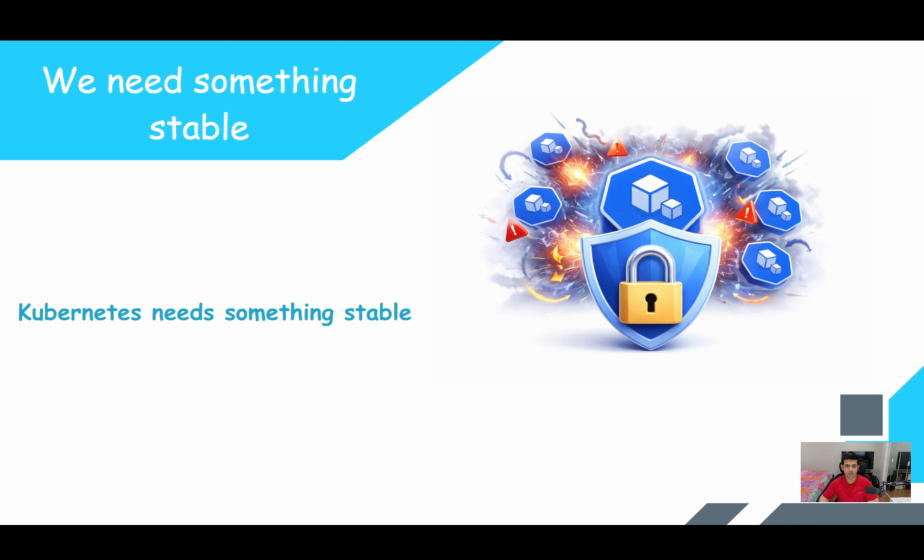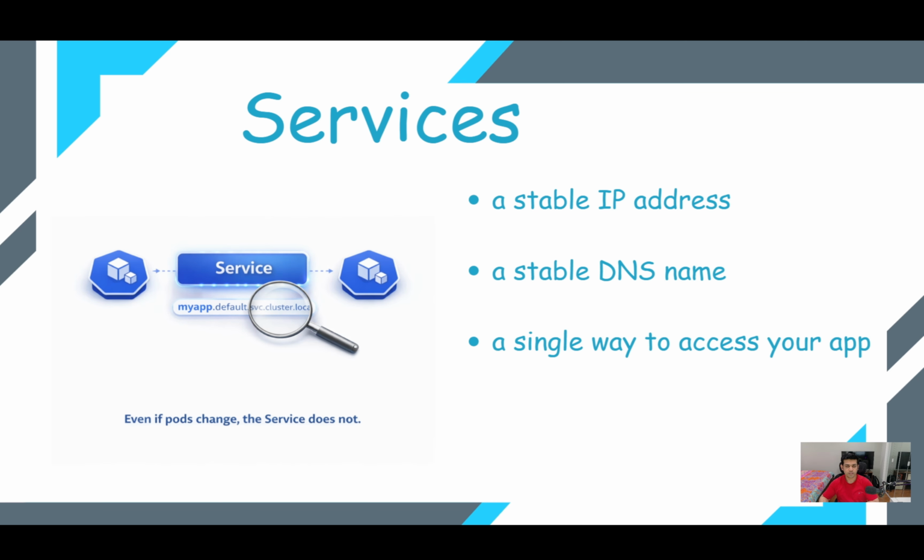And that stable layer is called a service. A Kubernetes service is a stable entry point to your application. It provides a stable IP address, a stable DNS name, and a single way to access your app. Even if the pod changes, the service does not. Users never talk to pods directly. Instead, users talk to the service, and the service forwards the traffic to the correct pod. This is the single idea that solves the entire problem.